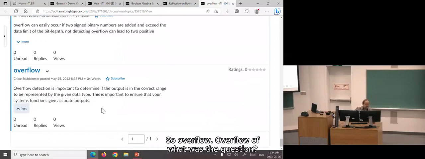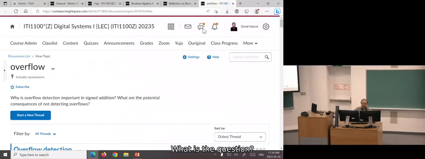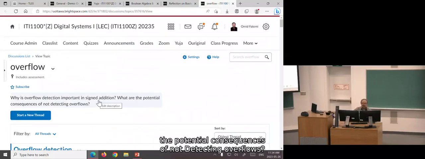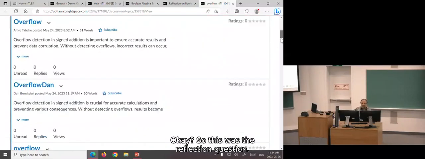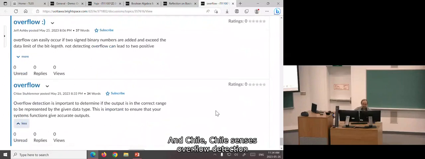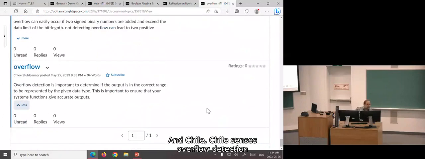Okay, so overflow. What was the question? Why is overflow detection important in signed addition? What are the potential consequences of not detecting overflows? Okay, so this was the reflection question. Chloe says overflow detection is important to determine if the output is in the correct range to be represented by the given data type. Okay, perfect. This is important to ensure that your system gives accurate output. Yeah, in that case, it's good.